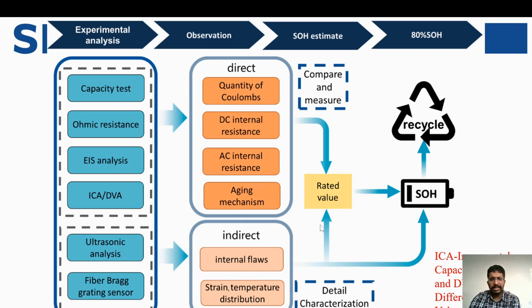So what is ICA that we have just now seen? Incremental capacity analysis. DVA means differential voltage analysis. So these are also some form of algorithms to estimate the state of health. So once the state of health is known, finally we can decide whether it will be sent for second life use or it will be sent for recycling once it is less than 80% of state of health.